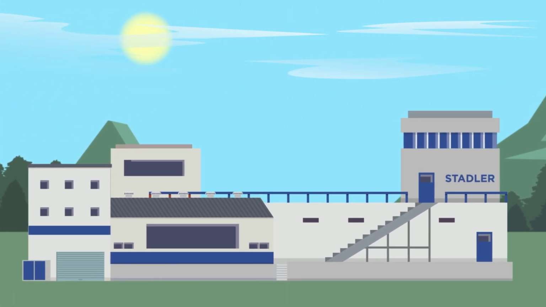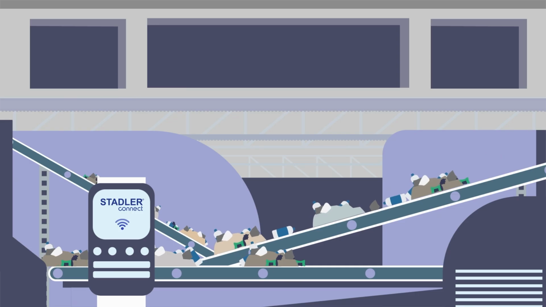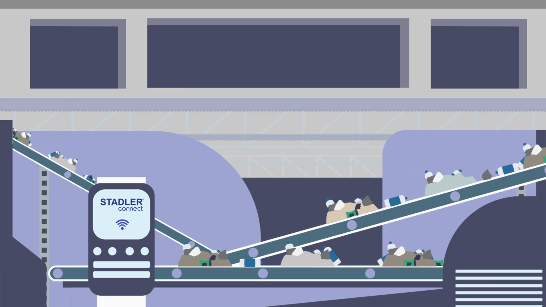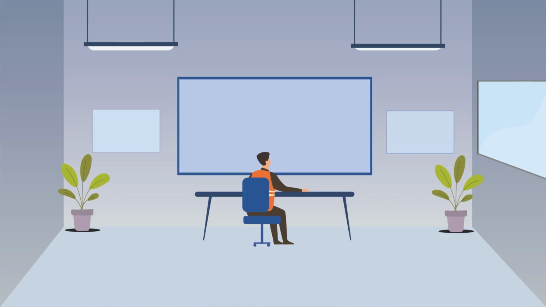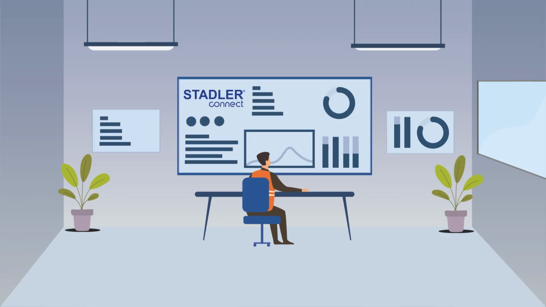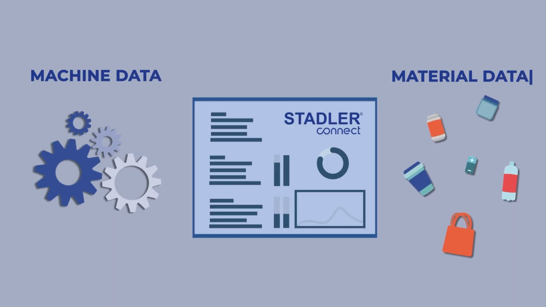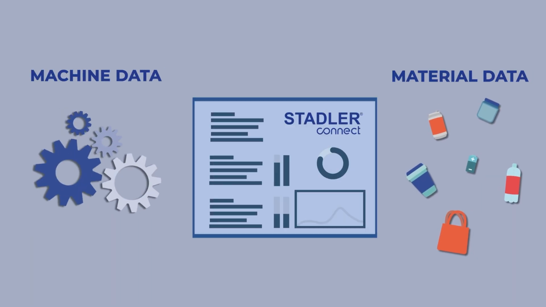Welcome to a new era in sorting technology. Introducing Stadler Connect, your gateway to smarter, more efficient operations. Stadler Connect uses data from both machines and materials to fine-tune your plant's performance, reducing human errors.